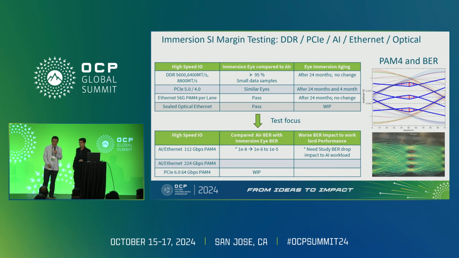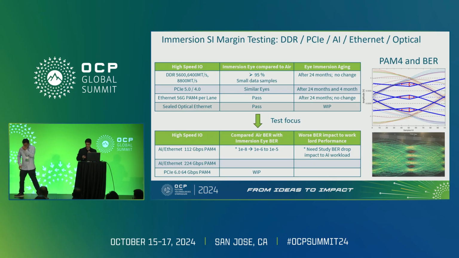For testing focus, we focus on Ethernet 112 gig PAM4. We also want to focus on the future 224. They are really fast, and that's why we have Terry here. 112 and 224 are cutting edge speeds.